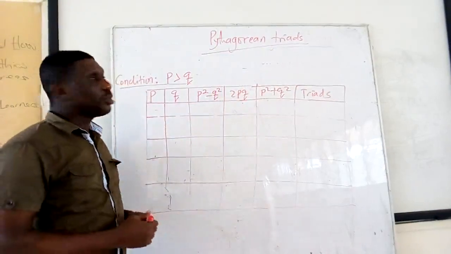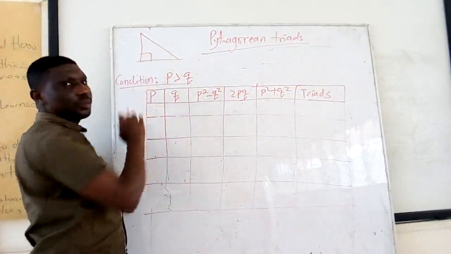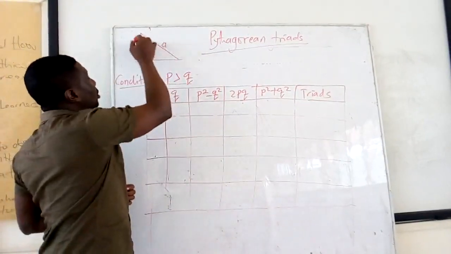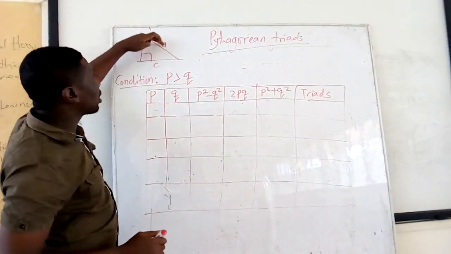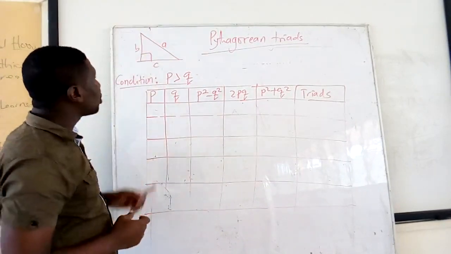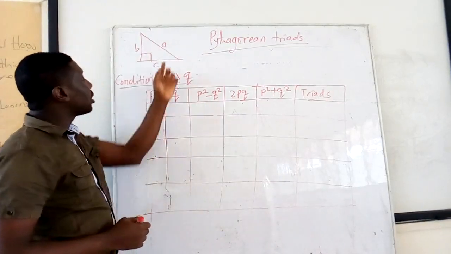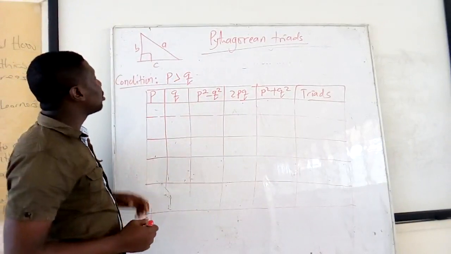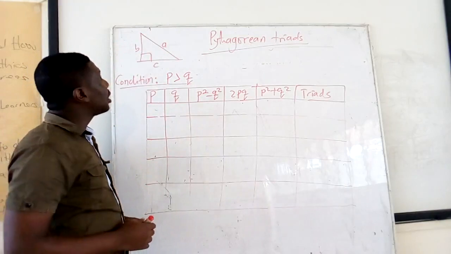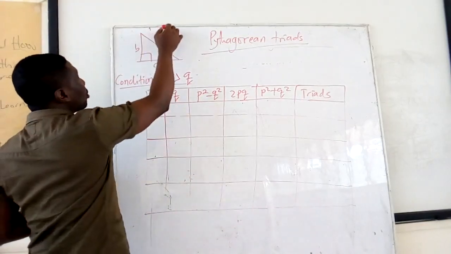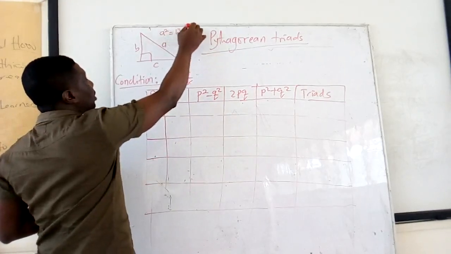We always know that the Pythagoras theorem has to do with a right angle triangle. If we have the length of the hypotenuse as A, and the other two lengths as B and C, then the Pythagoras theorem would be A squared is equal to B squared plus C squared.